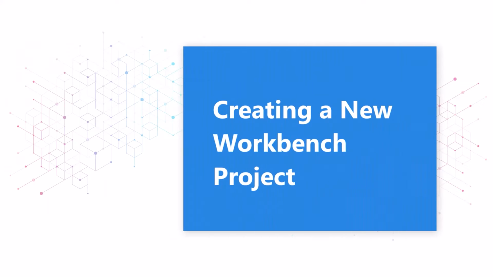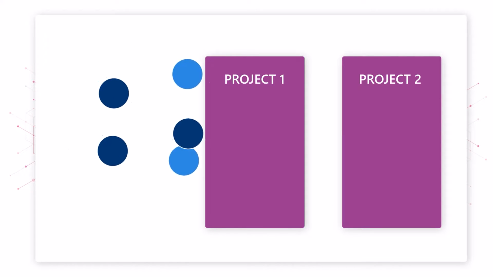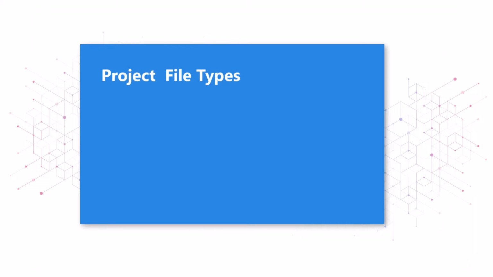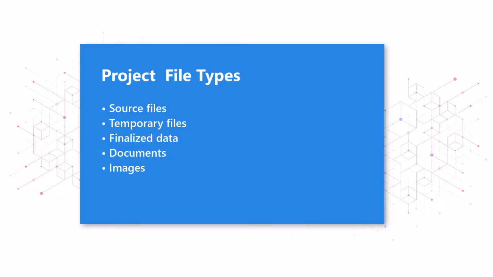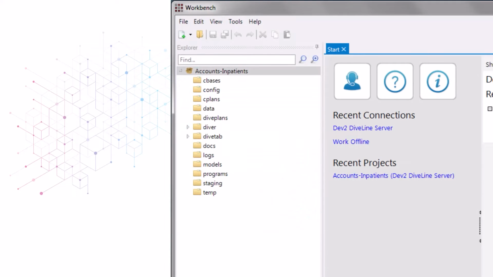In this demonstration, you'll learn how to create a new Workbench project. A Workbench project allows you to group similar types of information, making it easier to analyze and report on that information. A Workbench project is a collection of files of different types, including raw data or source files, temporary data in the process of being manipulated, finalized data files, documents, images, and scripts. For convenience, files in a Workbench project can be organized in folders like these.